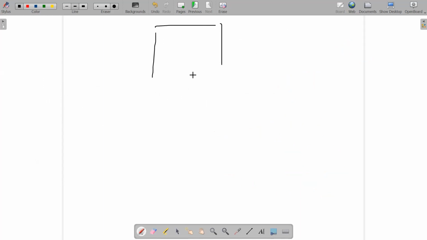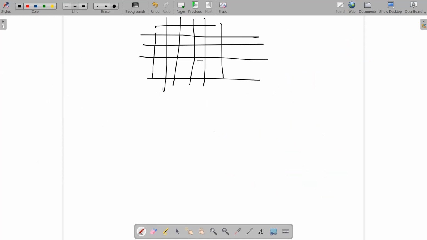Let me draw the 5 cross 5 again. 1, 2, 3, 4, 5. Then 1, 2, 3, 4, 5, right? How many 3x2 boards can we have? Can you give me the answer? Anyone?